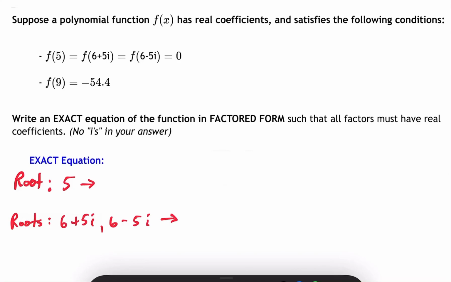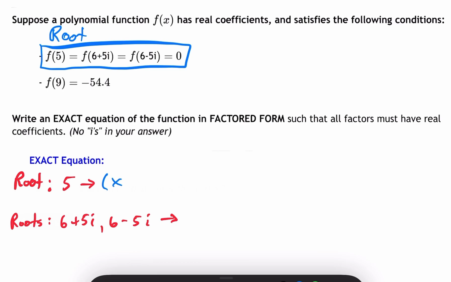All right, this is a real quick video explaining how to do this question. The first part you have to recognize is this statement right here is telling you that those are the values you put in for x that make y come out to be 0. Those are also another way of saying that those are the roots. So now if you have a root at 5, your factor will become x minus 5.